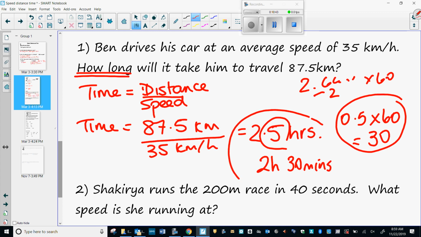Yes, both could be fine because they haven't specified what kind of units they want it in. Sometimes they do say hours and minutes, which is why I'm having this discussion, just in case. So if they haven't specified they want minutes, you can leave it like this, 2.3 recurring, job done.